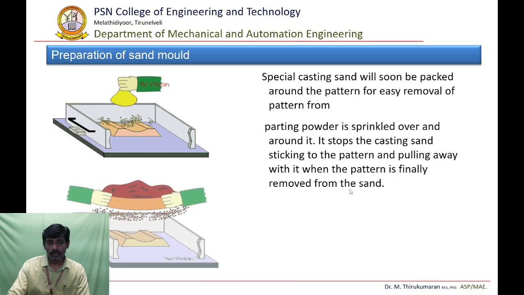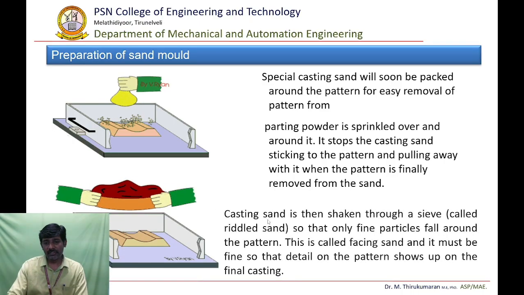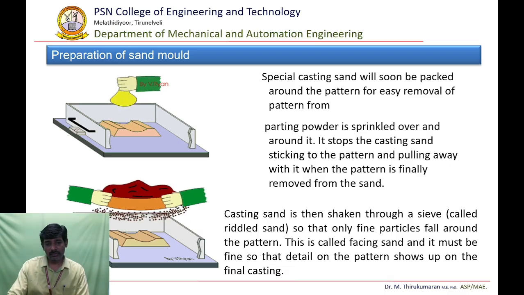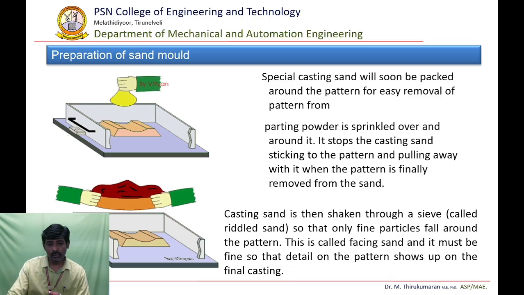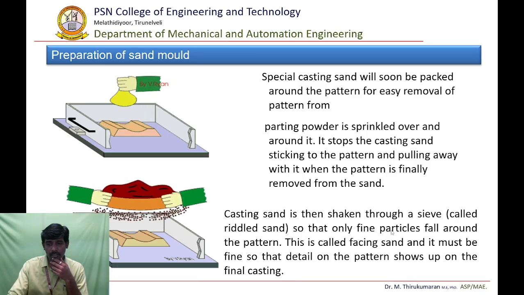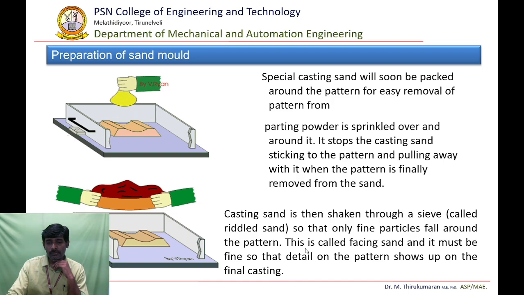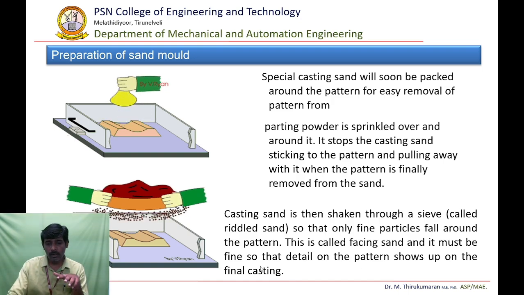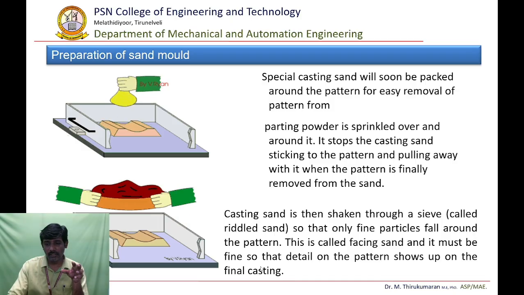Okay. So next, casting sand is then shaken through the sieves, the dry sieves, to remove the uneven size of the sands. So that only the fine particles fall around the pattern. So this is called facing sand, and it must be fine so that the details on the pattern show up on the final castings.